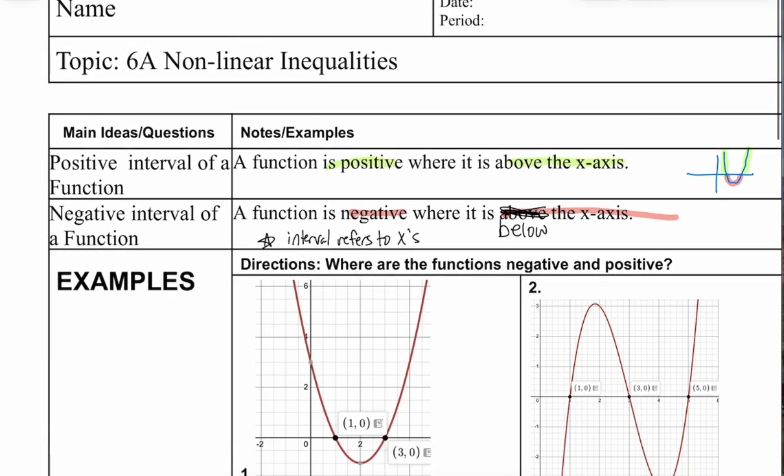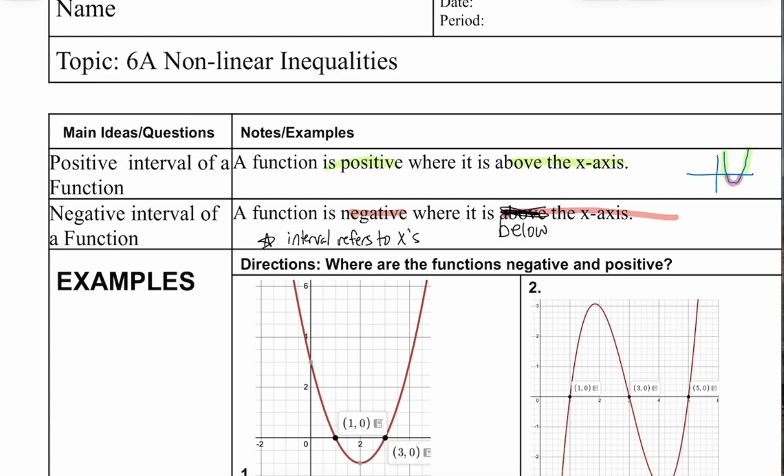So if I say a function is increasing, that's the y. On what x's does it happen? Is a function positive? The function itself is positive, but what x's does that happen? So the interval should refer to the x's where that happens.